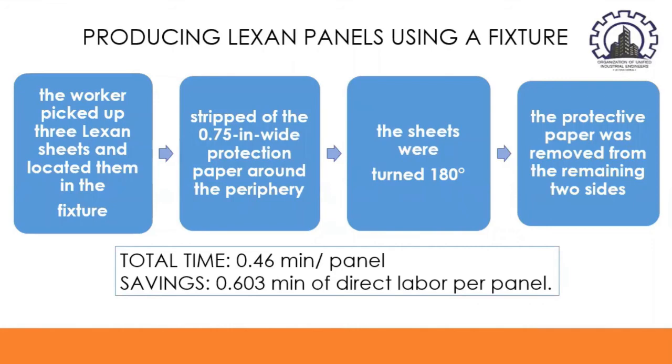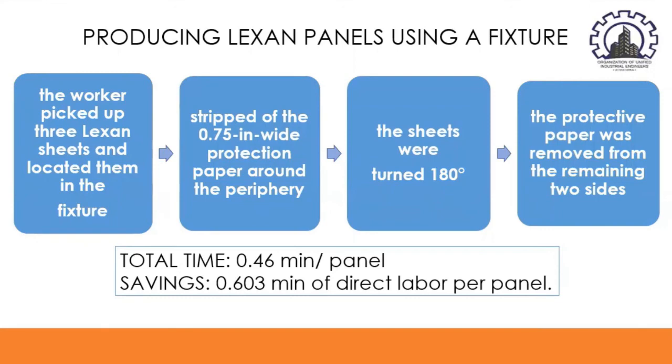After the 3 Lexan sheets are put in the fixture, the operator can strip off the 0.75 inch wide protective paper around the periphery using both hands freely because the fixture is already holding the Lexan panels. Then the sheets are turned 180 degrees using a hinge on the fixture, and the protective paper is removed from the remaining two sides using both hands. It has a total time of 0.46 minutes per panel or piece.